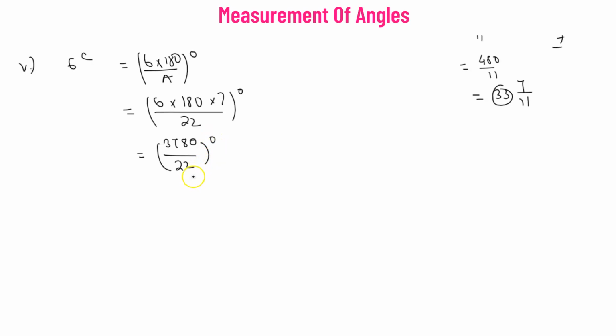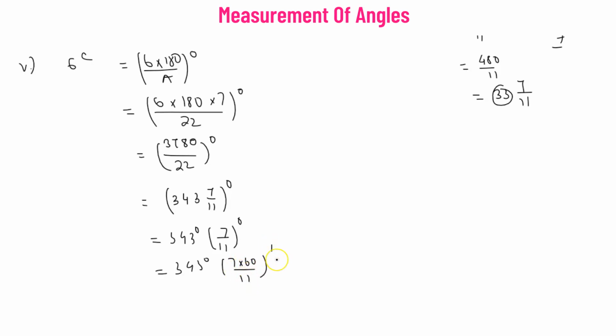Now we want to convert it to a mixed format. So we are going to get 343 and 7 over 11 degrees. So that means we have 343 degrees and 7 over 11 degrees. Now 7 over 11, we will convert it to minutes by multiplying it with 60. So we have 7 times 60 divided by 11. This gets converted to minutes.